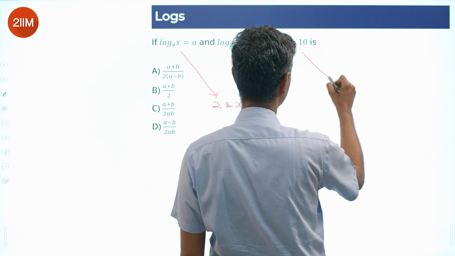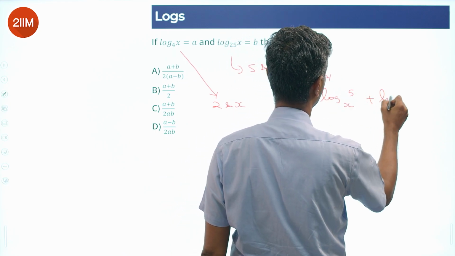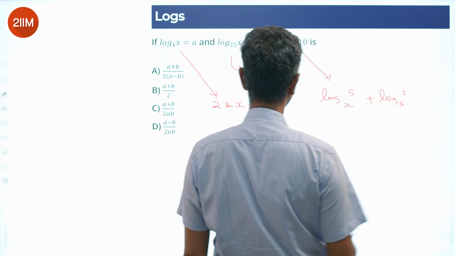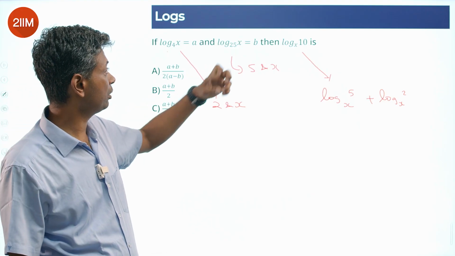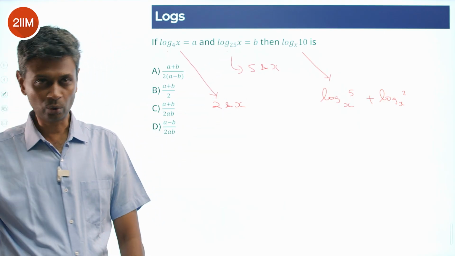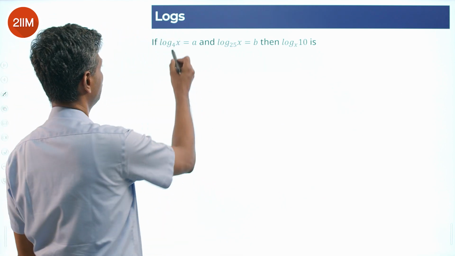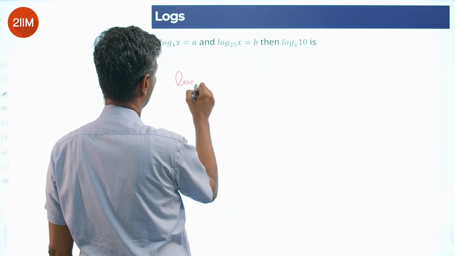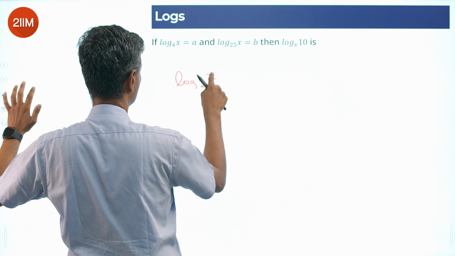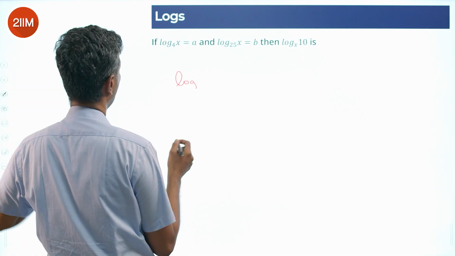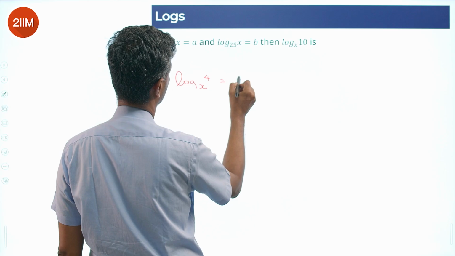Log 10 to the base x is log 5 to the base x plus log 2 to the base x. So somehow I have to find log 2 to the base x from this, log 5 to the base x from this, and then add those two to find log 10 to the base x. So log x to the base 4 is a, log 4 to the base x is the other way around: 1 by a.